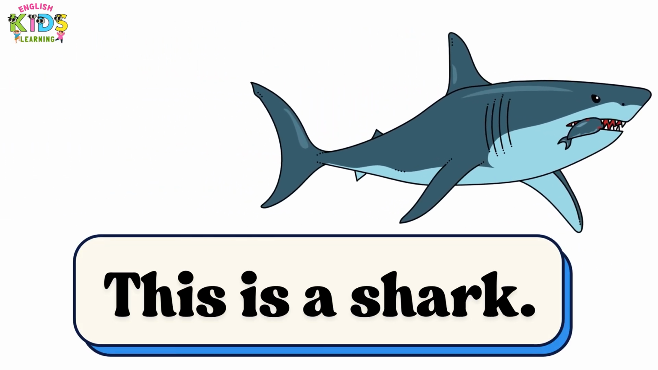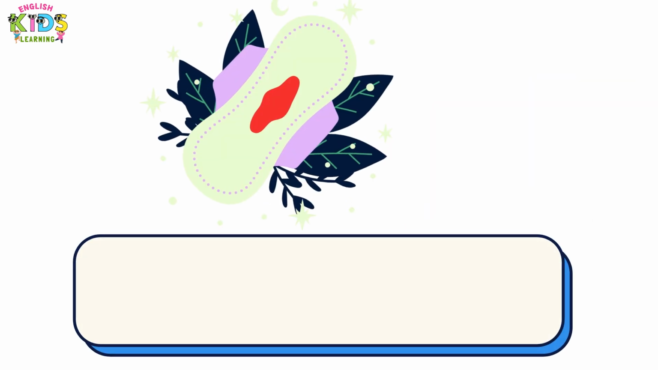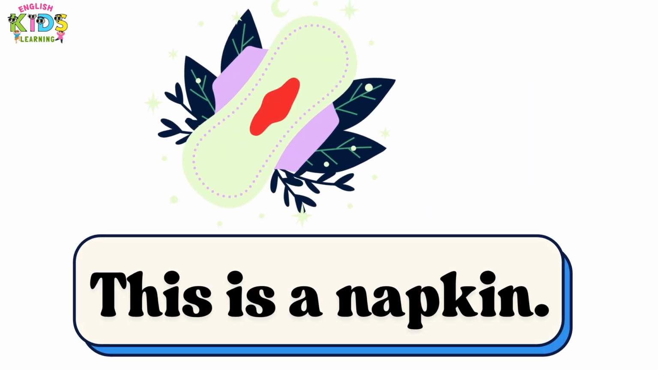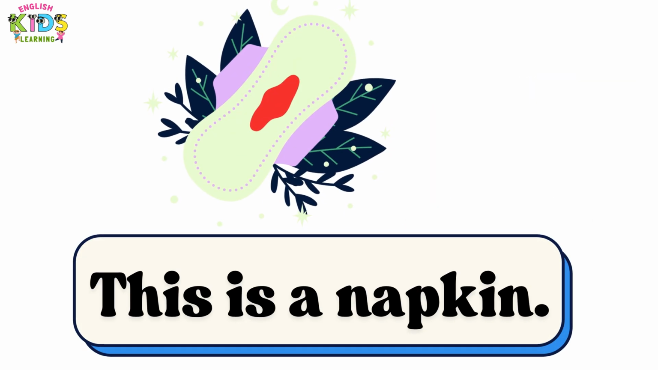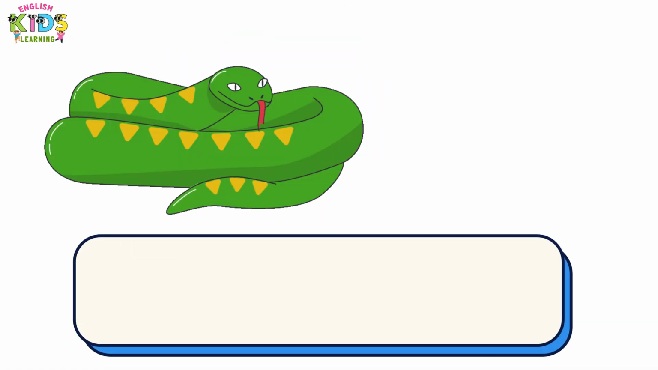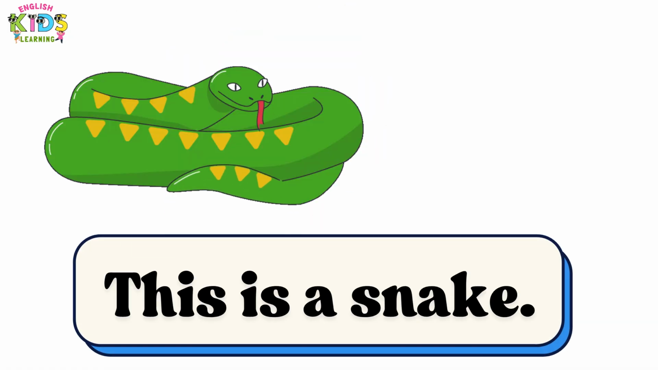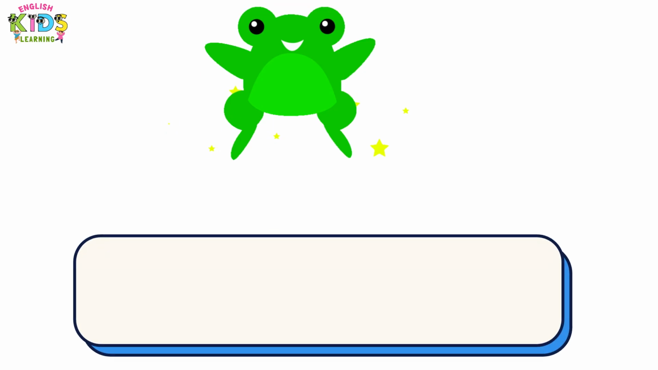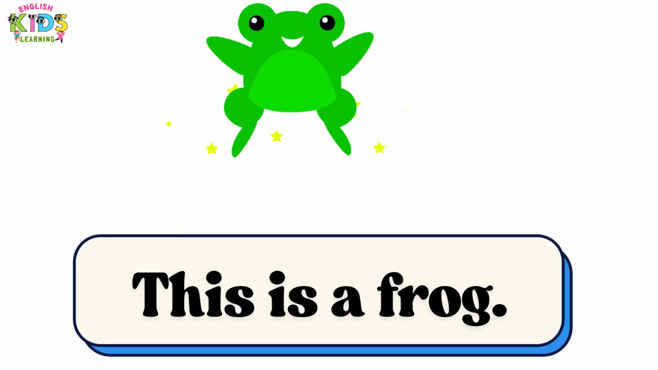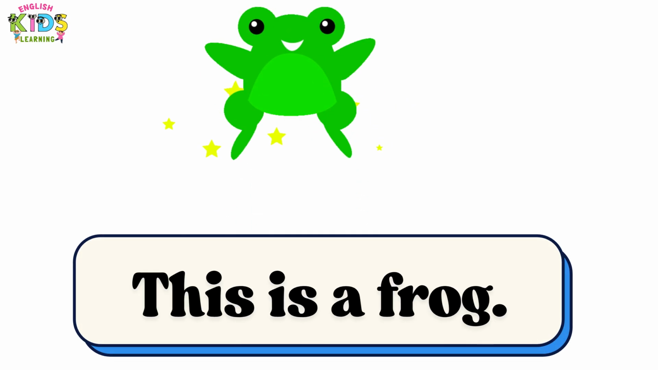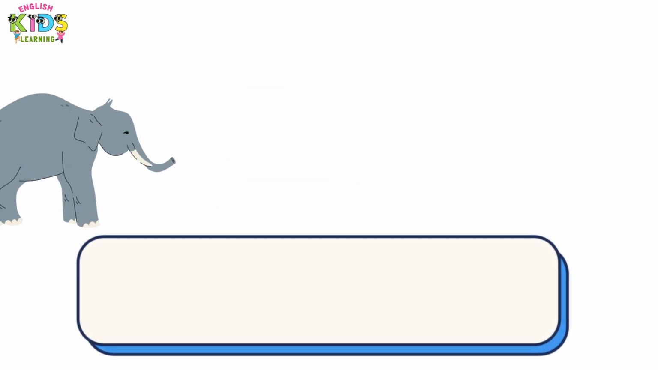This is a napkin. This is a snake. This is a frog. This is an elephant.